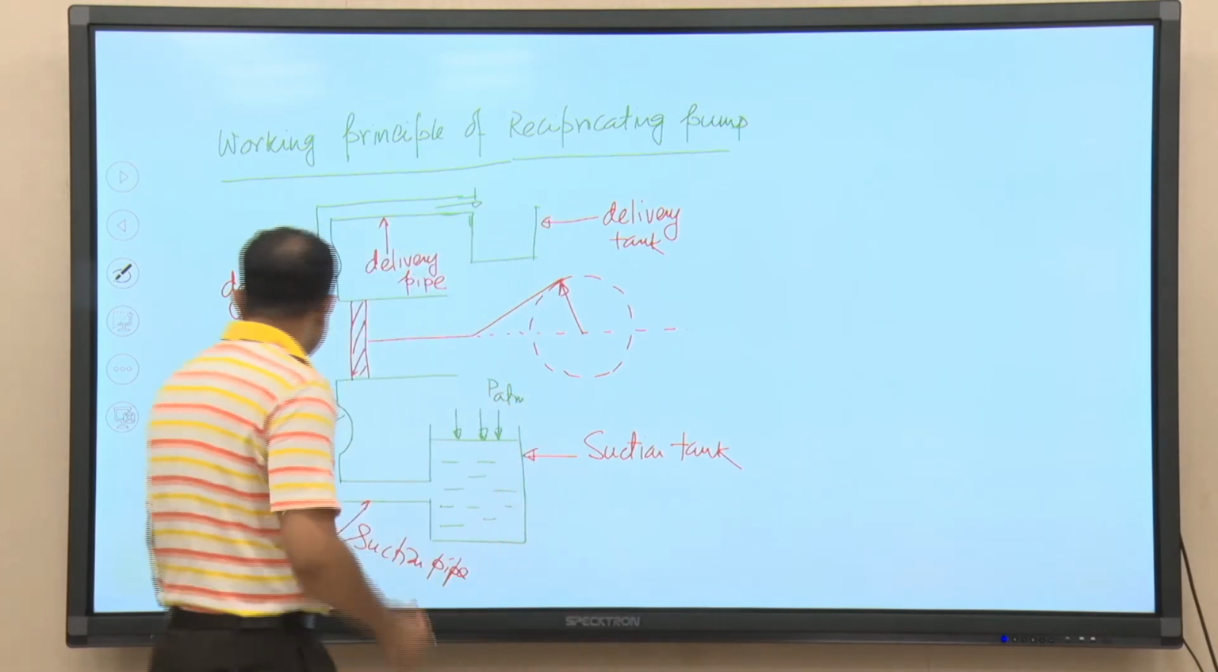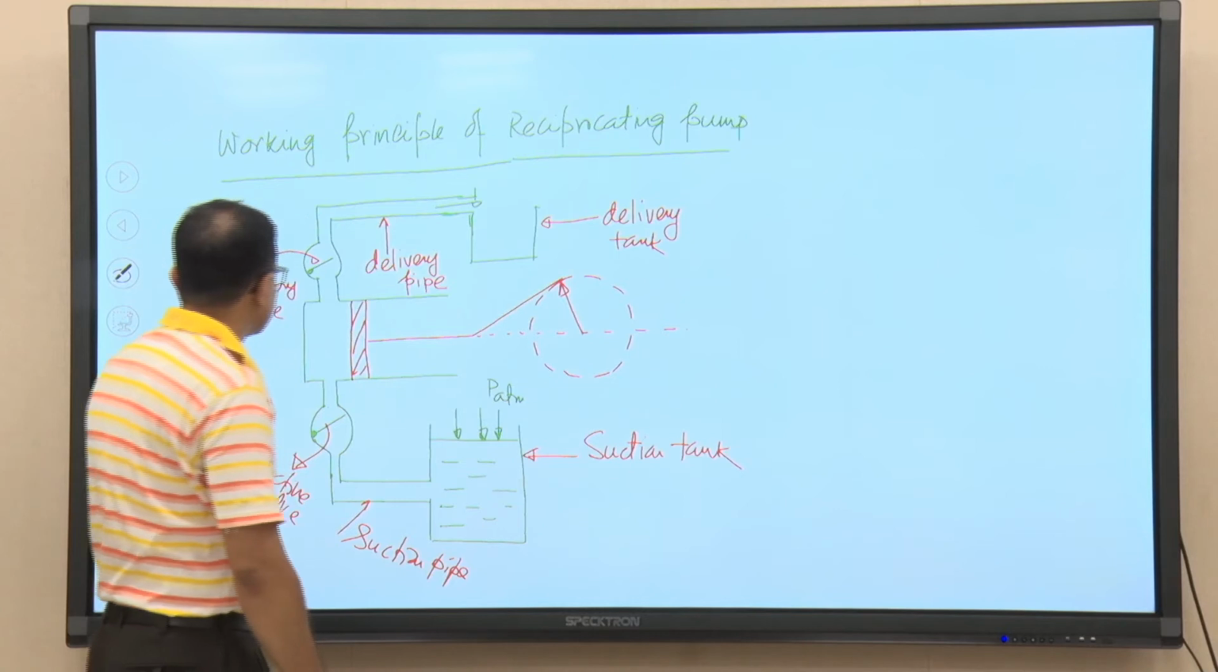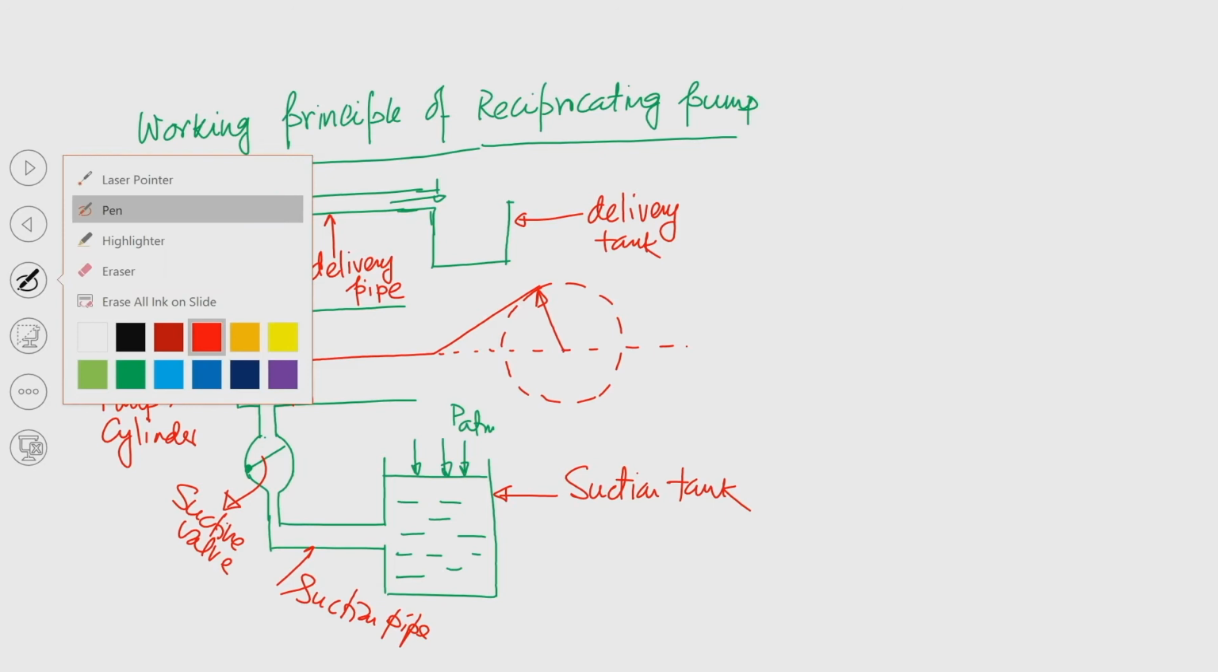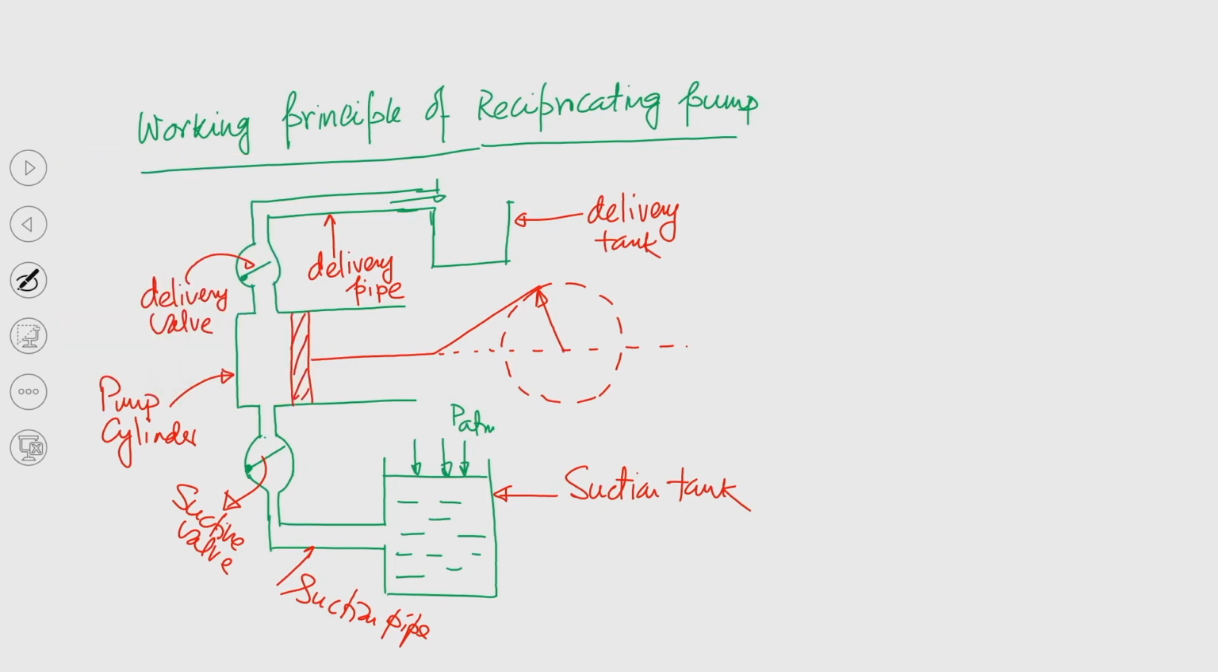Now, the question is, in this schematic depiction I have drawn, this is the cylinder, you can see. So, this is the pump cylinder. Very quickly we will try to explain. Now, see, this is the pump cylinder, and you can see there is a piston. So, this is the piston.